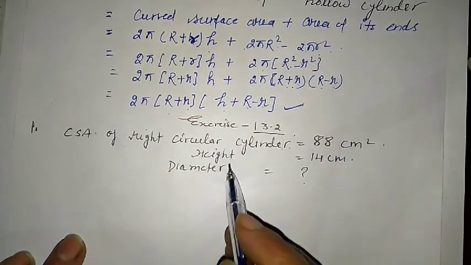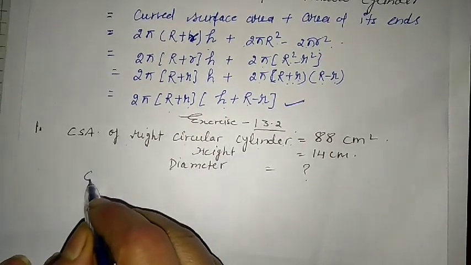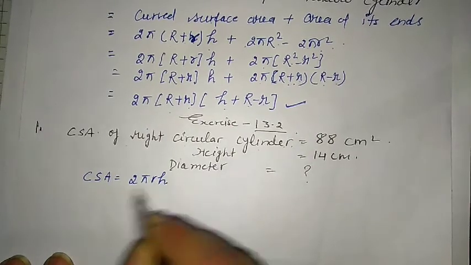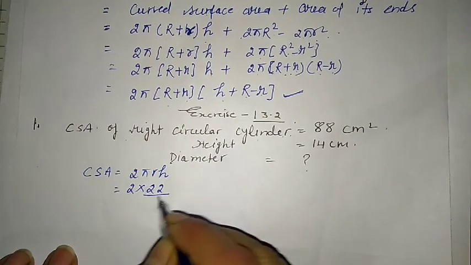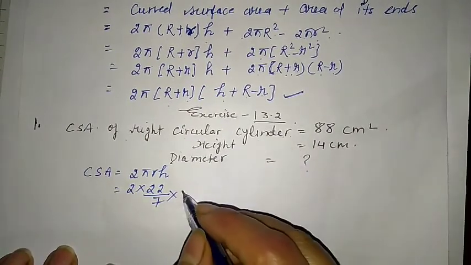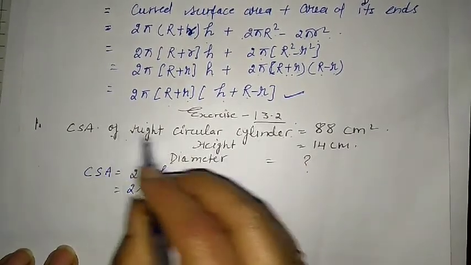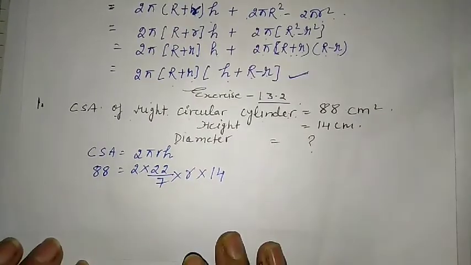It is 88. Height is given, diameter we have to find. So we know that CSA is equal to 2 pi R H. So 2 into pi, which is 22 upon 7, R we don't have, height we have 14, and CSA is given here as 88. So we will write it here.